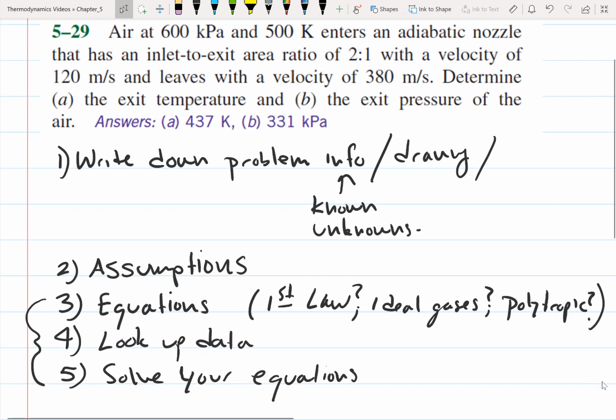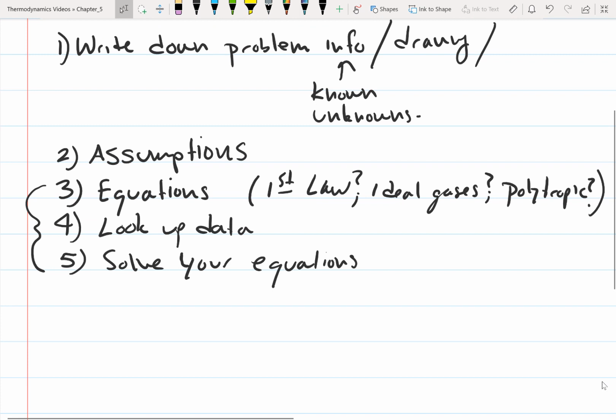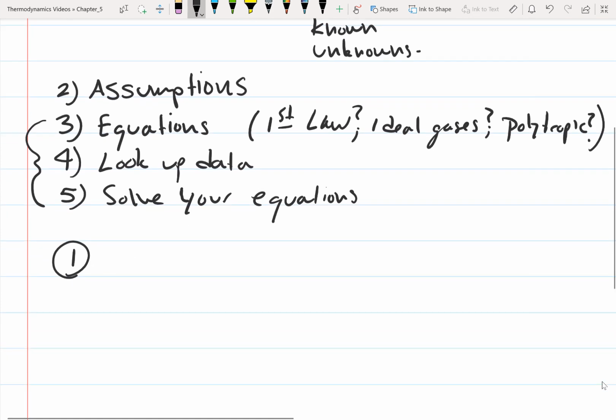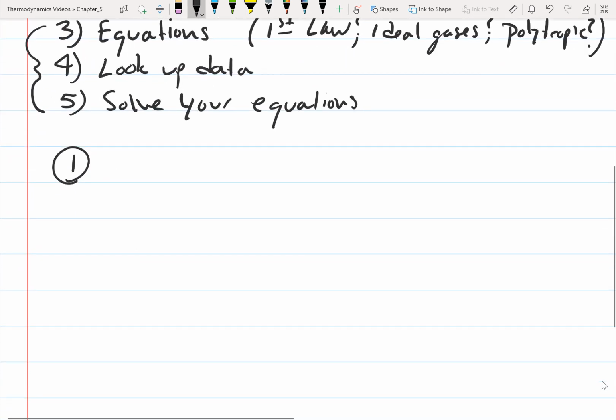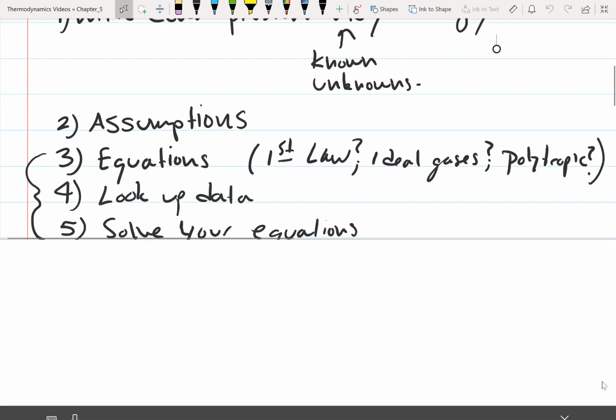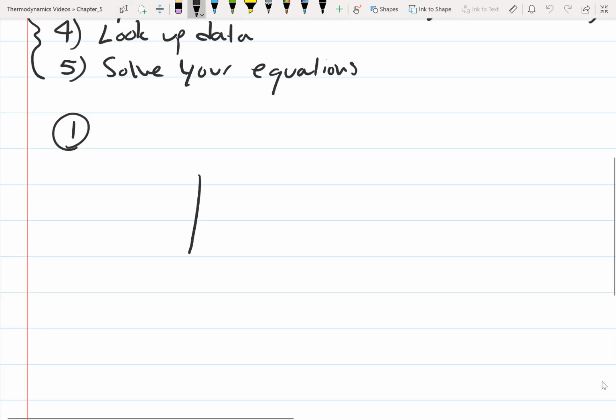So let's go ahead and start with step one. Step one is to write down the problem information and drawing, and write down our knowns and unknowns. First of all, we have a nozzle, so I'm going to draw a nozzle.